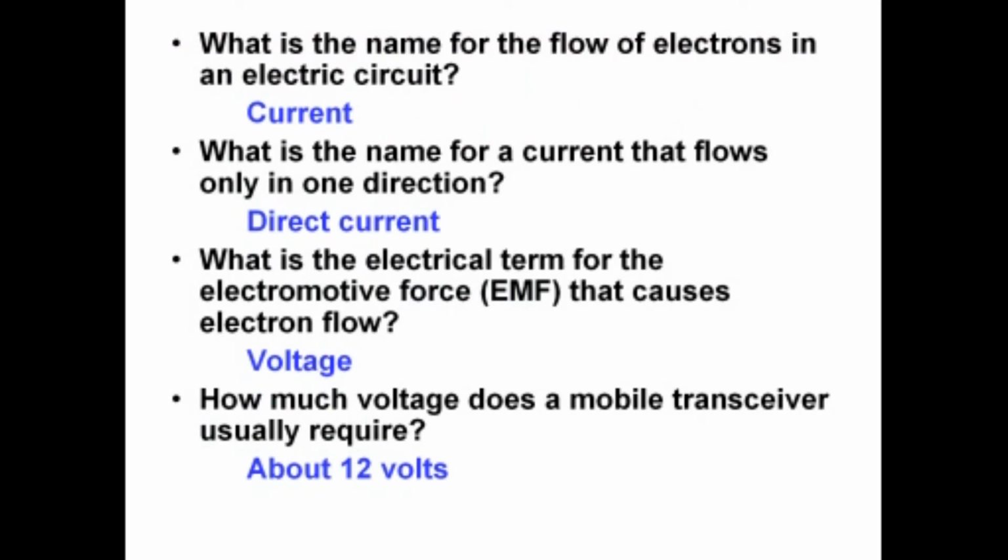What's the name for the flow of electrons in an electric circuit? It's called current. What's the name for a current that flows in only one direction? It's called direct current.